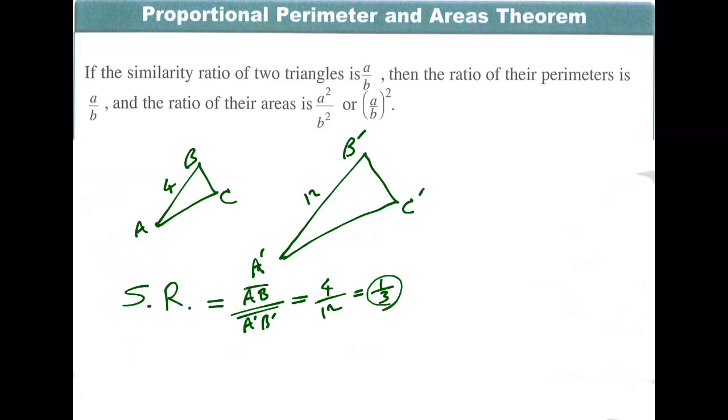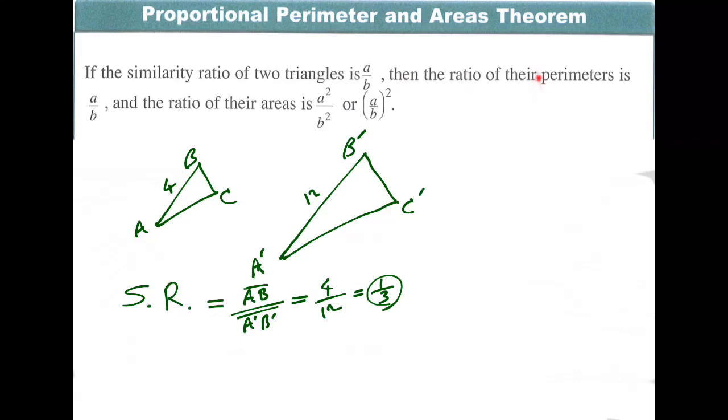Just notice here, I decided to take AB over A prime B prime. So if you like, you can take A prime B prime over AB, and your answer will be the reciprocal of this number, which is 3 in this case. Okay, I got the similarity ratio between these two triangles, which is 1 over 3.